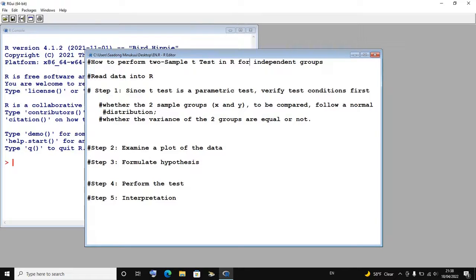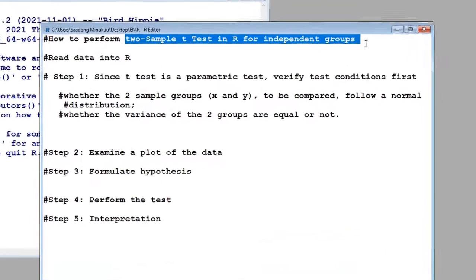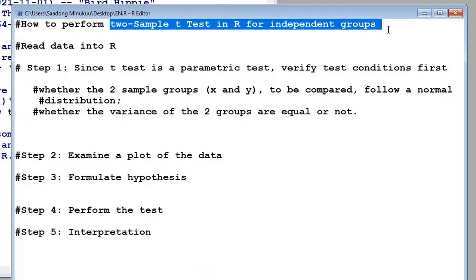In today's tutorial, I'm going to show you how to perform two sample t-test in R or RStudio in case you're using RStudio for independent groups. Now, it's important to note that two sample t-test is simply a statistical test that we perform in order to compare the means of two given populations.